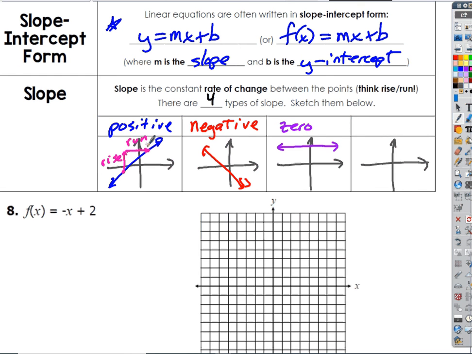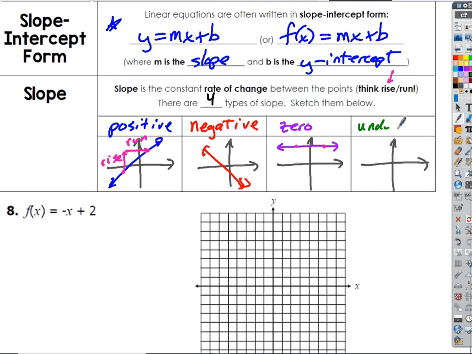Now pick 2 points on a horizontal line. So there's my 2 points. What's the rise? 0. The run is, who cares? The run is just some number, but if I ever have 0 divided by a number, what's the answer? 0. There you go. So 0 slope must mean 0 rise. Okay? Make sense?